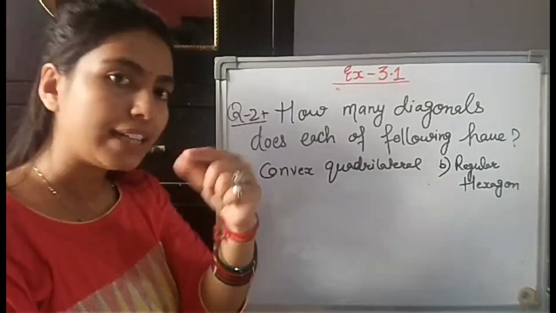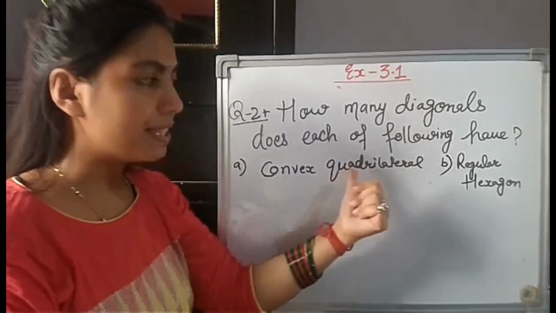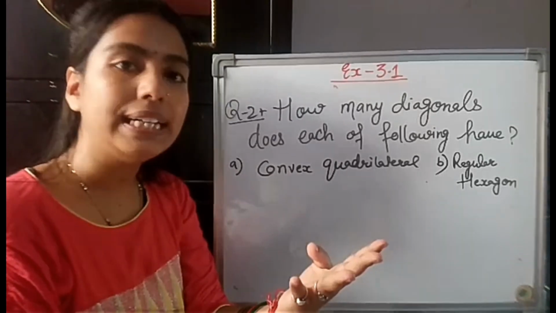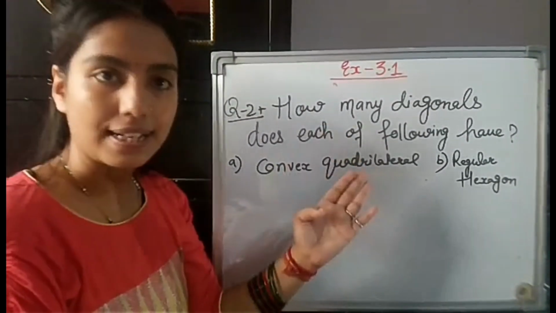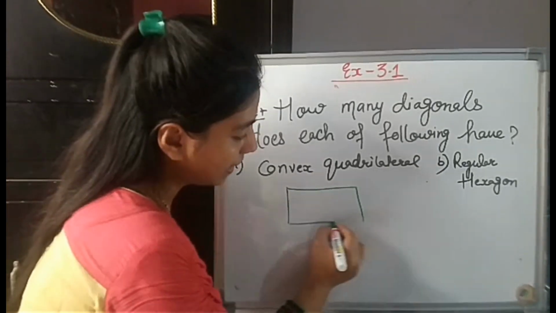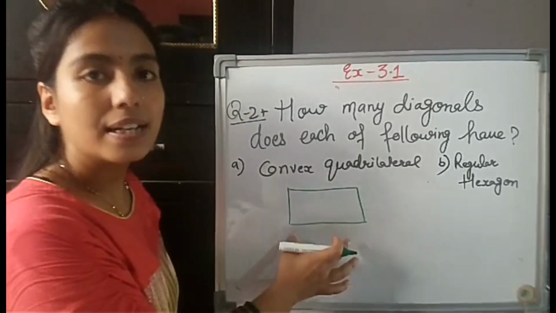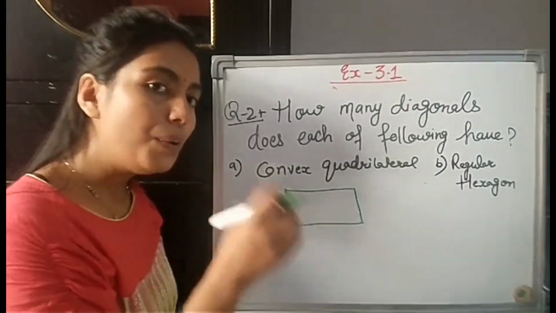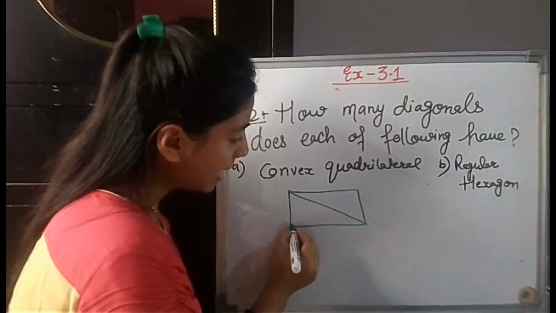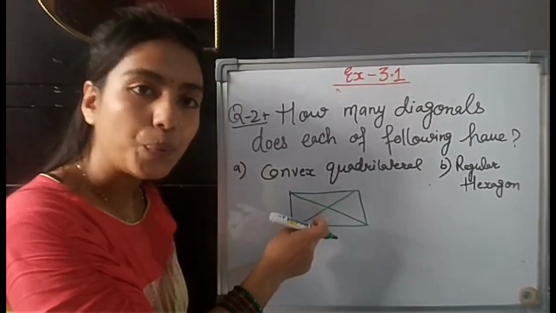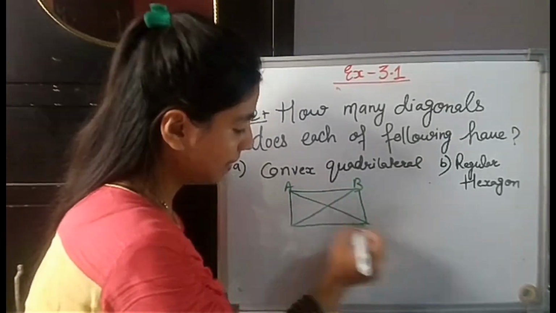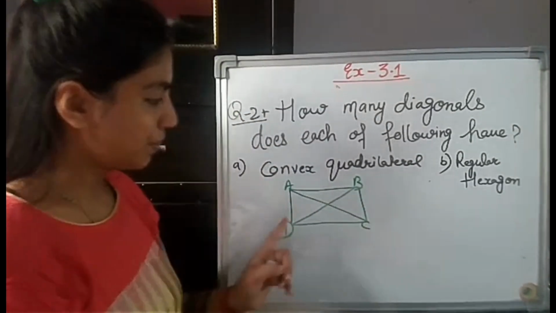Convex means the diagonal should be inside, and quadrilateral having 4 sides. So any type of figure you can take which is having 4 sides. Suppose I am going to take rectangle or square or anything, so it's a convex quadrilateral. How does it become convex? When the diagonal will be inside. Yes, in this the diagonal will be inside, so it is called a convex quadrilateral. Example I took of rectangle.